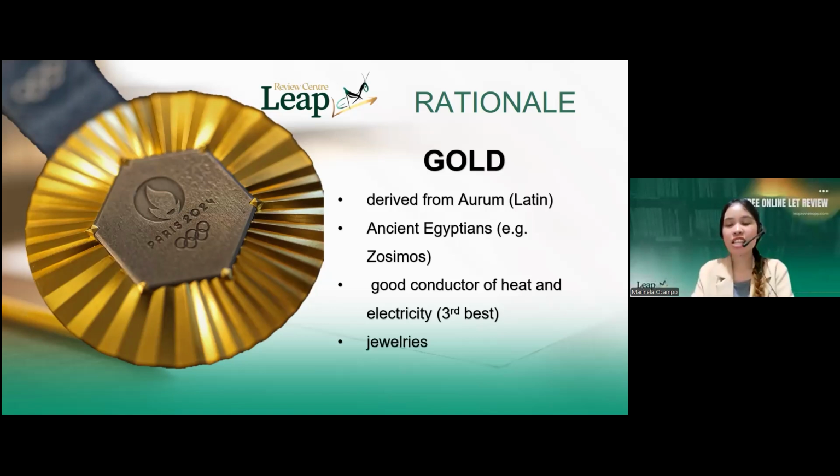And aside from that, we use gold for jewelry or for decorations and ornaments, just like the medals presented in the recent Paris 2024 Olympics. So we have the gold. Once again, that's the end of our first part, the first 30 items of our discussion for science and technology.